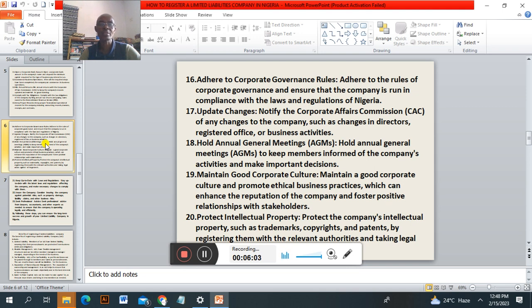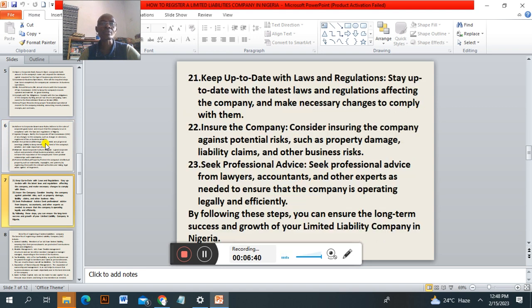Number 19, maintain a good corporate culture. Maintain a good corporate culture and promote ethical business practices, which can enhance the reputation of the company and foster positive relationships with stakeholders. Number 20, protect intellectual properties. Protect the company's intellectual properties such as the trademark, the copyright, and the patent by registering them with the relevant authority. And number 21, keep up to date with the laws and regulations.